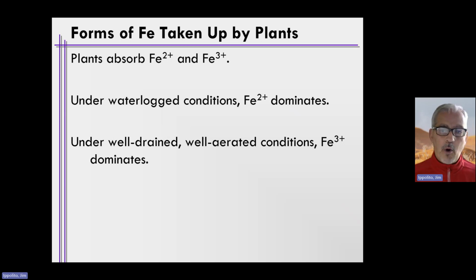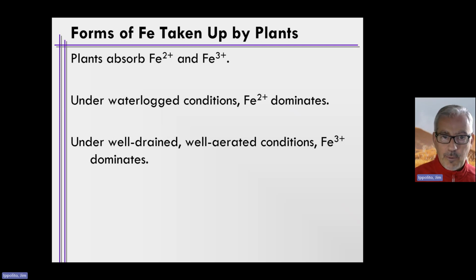Now we know we grow most of our plants under well-aerated conditions. Under waterlogged conditions, most of our plants do not like to live because they're waterlogged and there's not oxygen in the root zone for the plant roots to respire. Yet iron 2 dominates. And iron 2 has a much greater availability for plants than iron 3. It's orders of magnitude greater.